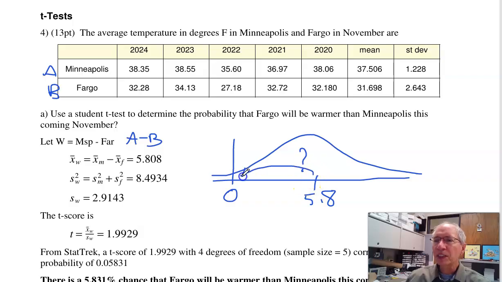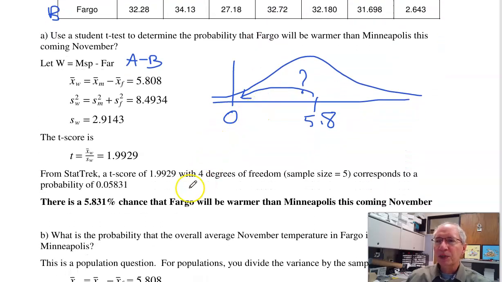Well, to do that, I find the t-score. How far is 5.8 from 0 in terms of standard deviations? It's 1.99 standard deviations away. From a t-table or a stat track, or whatever you prefer, a 1.99 t-score with a sample size of 5, meaning 4 degrees of freedom, corresponds to an area of 5.8%. So this is 5.8%. There's a 5.8% chance that Fargo will be warmer than Minneapolis this coming year.